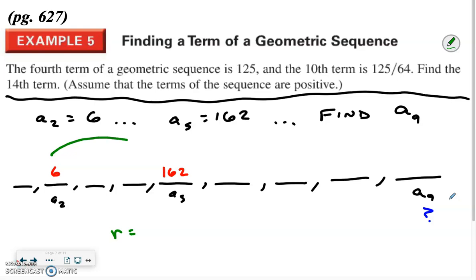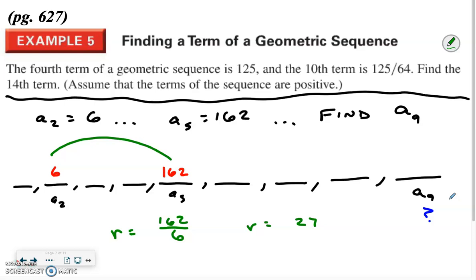The only thing that we have to go on here is that the second term is 6 and the fifth term is 162. Could I find the ratio between the fifth and the second terms by taking 162 and dividing by 6? We could do that, right? What do we get, 27? If we did that, we get 27, which is kind of helpful. Not completely. R is not 27, by the way. This is incomplete. I have not finalized this answer yet.